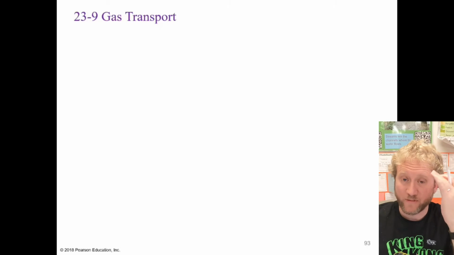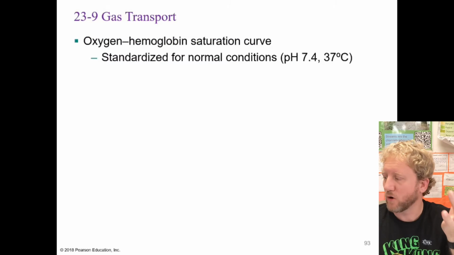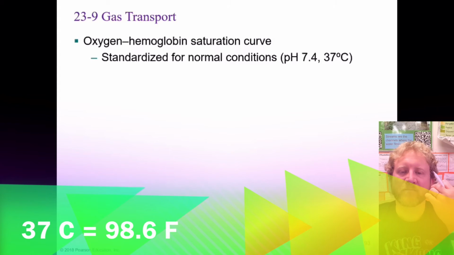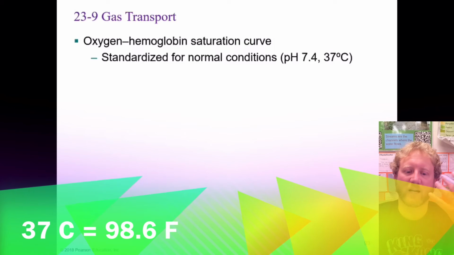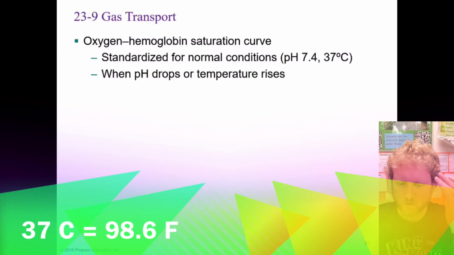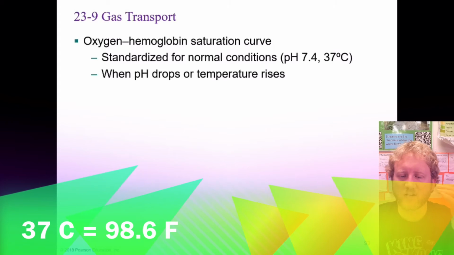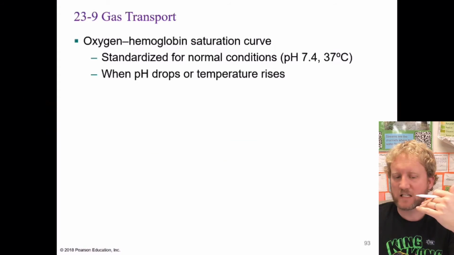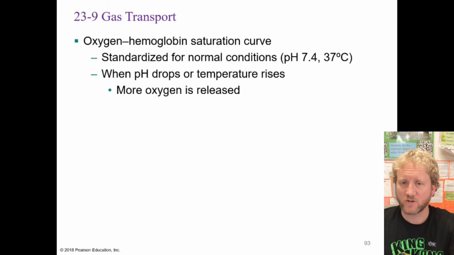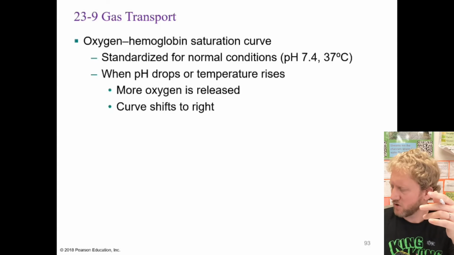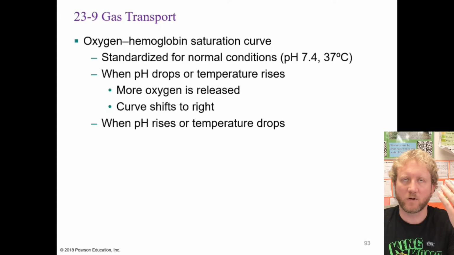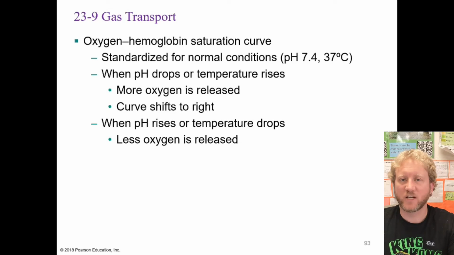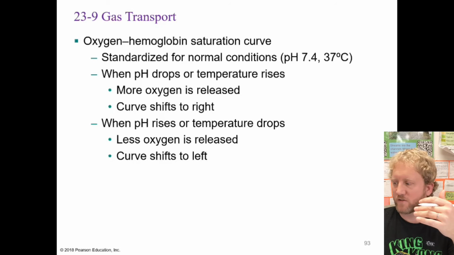Okay, so that curve that we just looked at is standardized for normal conditions. So a pH of about 7.4, temperature of about 37 degrees. These are normal sort of operating body temperature conditions, basically. When we have changes in either the pH or the temperature, if pH drops or temperature rises, then more oxygen is released, so the curve is going to shift to the right, and I'll show you that here in just a second. Now, if you increase pH, so your blood becomes more alkaline, or the temperature drops, it gets colder, less oxygen is released, and so the curve is going to shift to the left.